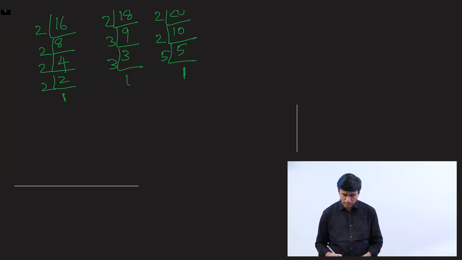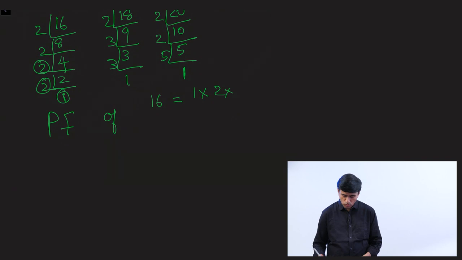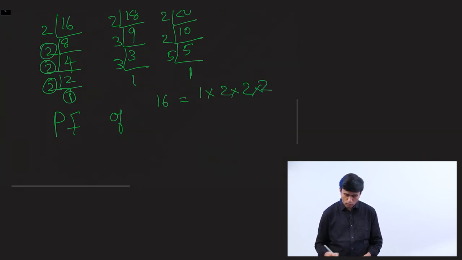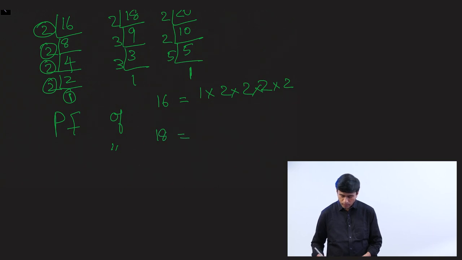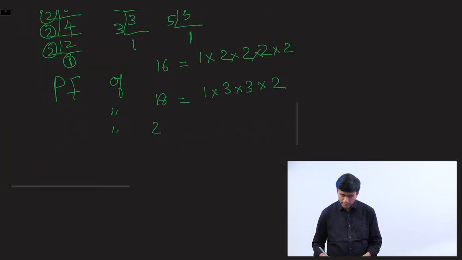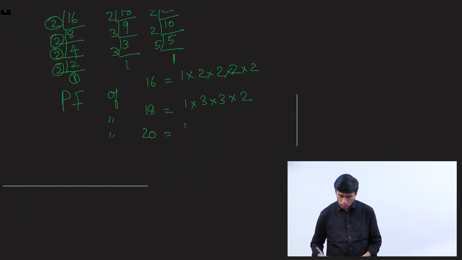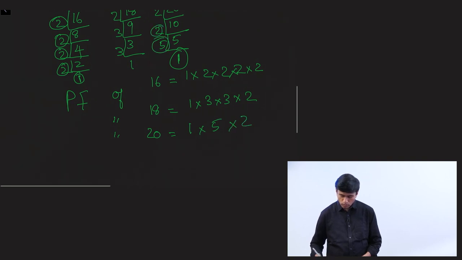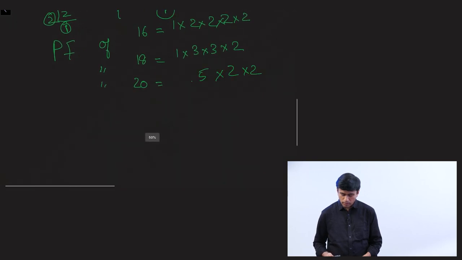Now let's list these prime factors. I'm writing prime factors as PF. Prime factors of 16 are 1 into 2 into 2 into 2 into 2. The prime factors of 18 are 1 into 3 into 3 into 2. The prime factors of 20 are 1 into 5 into 2 into 2. This is how you list the prime factors of the given numbers.